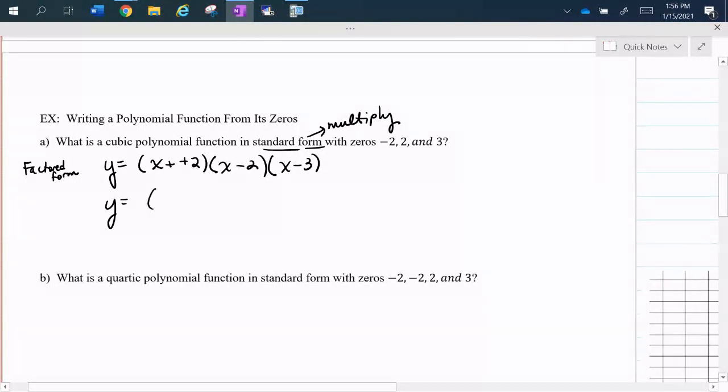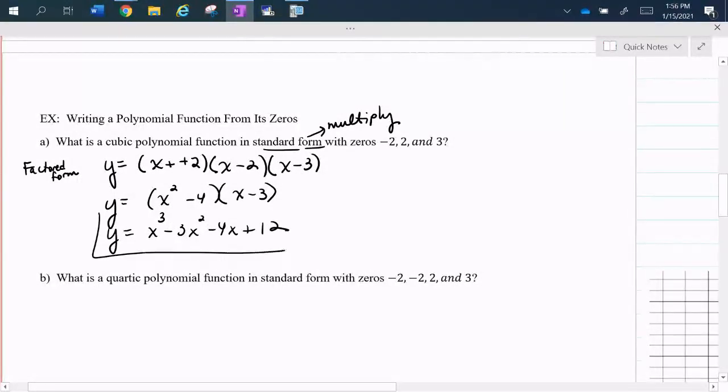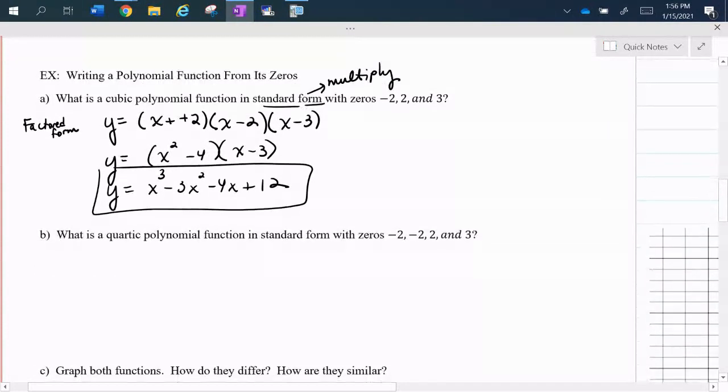So what I need to do when I want my polynomial function in standard form is multiply. I'm going to multiply x plus 2 times x minus 2. That's going to give me x squared minus 4. And then I'm going to multiply x squared minus 4 times x minus 3. So I'm going to do FOIL here: x cubed first, outer, inner, and then last. Okay, so now I have my cubic function in standard form. So I can do another one like that.